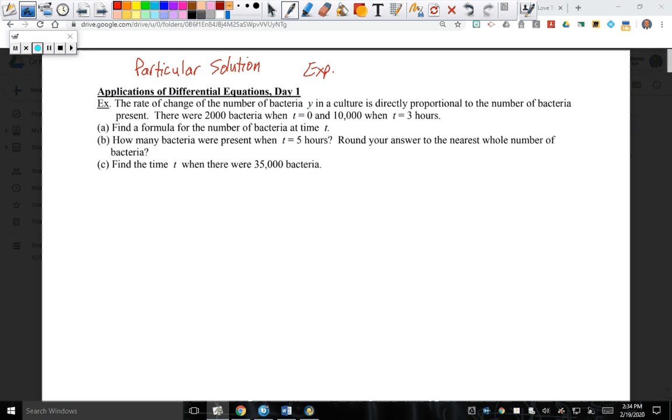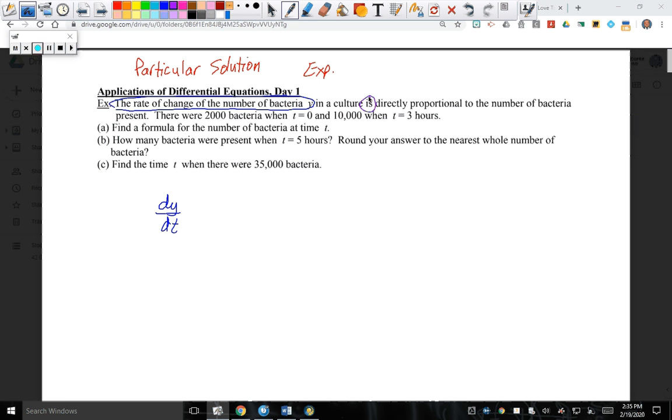All right, here we go. First of all, knowing how to write a problem from what has been given, let's look at this right here. The rate of change of the number of bacteria y. How can I write that from what you read? Y prime, yep, or dy/dt. You with me? So dy/dt is what I just read.